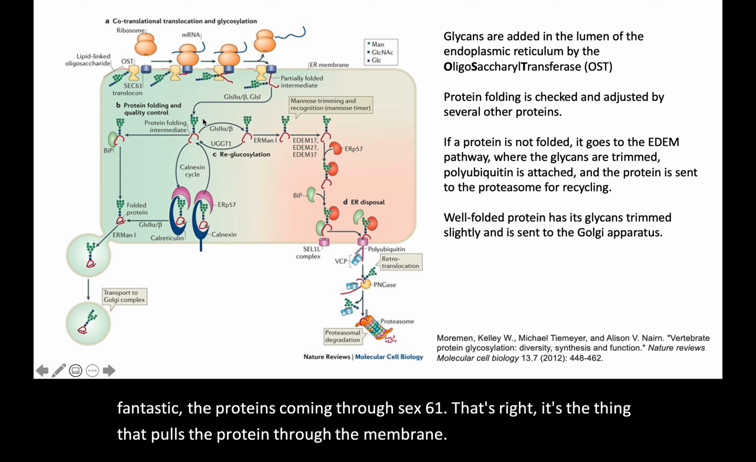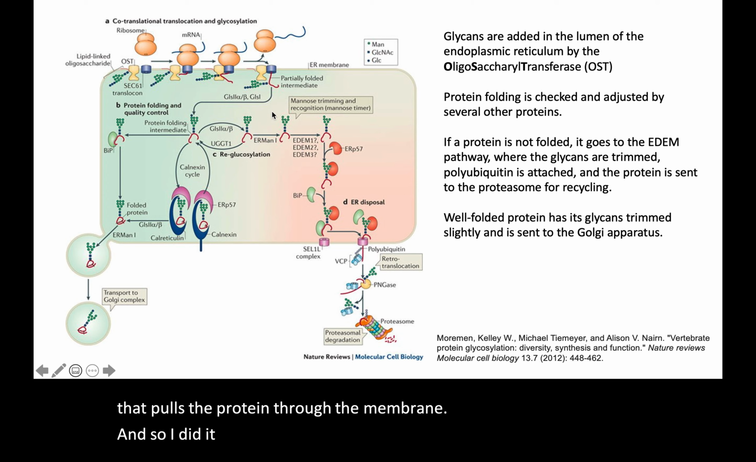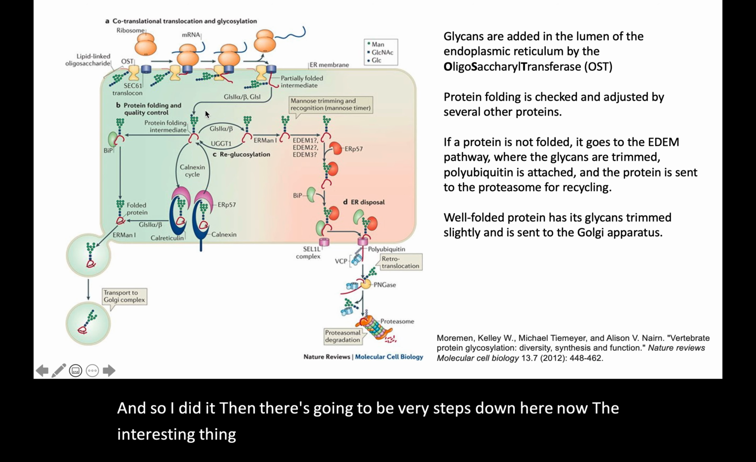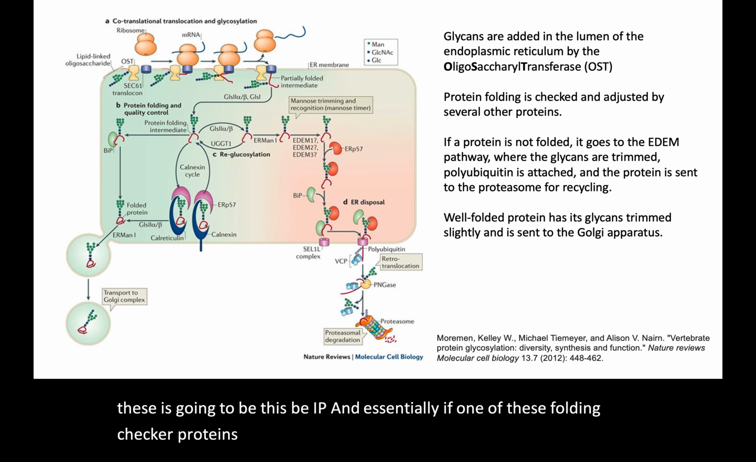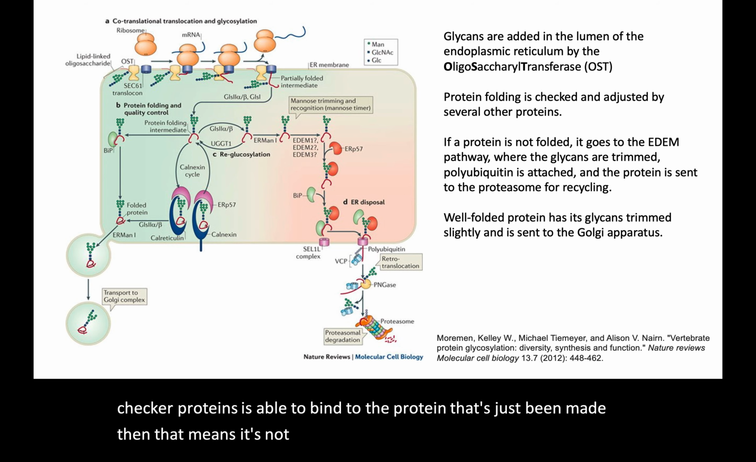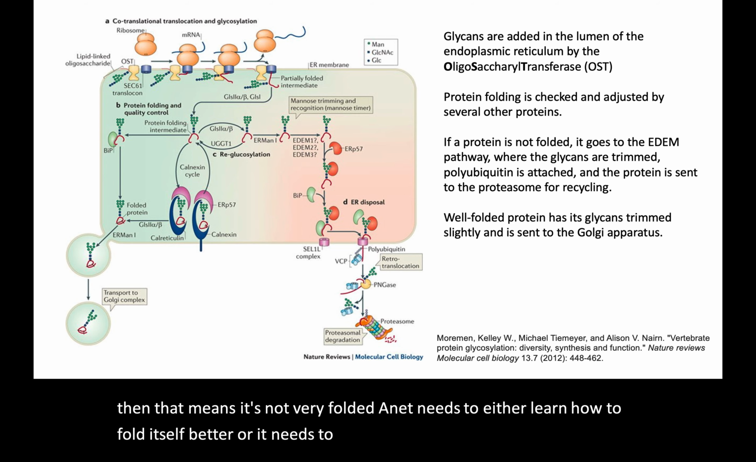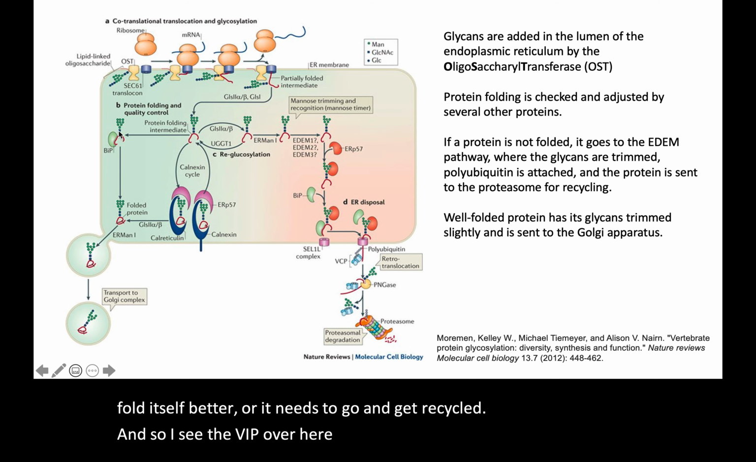And so then there's going to be various steps down here. Now, the interesting thing is that there is going to be a folding checker. And one of these is going to be this BIP. And essentially, if one of these folding checker proteins is able to bind to the protein that's just been made, then that means it's not very well folded, and it needs to either learn how to fold itself better, or it needs to go and get recycled. And so you see the BIP over here, it's recognizing it and saying, oh, that's not great.